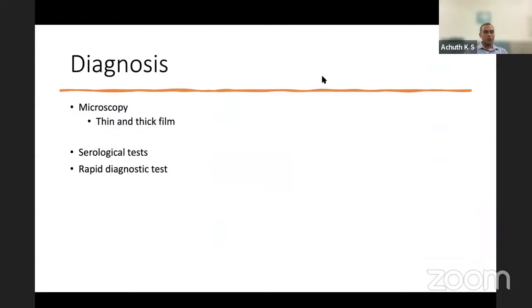Coming to the diagnosis, there are 3 ways. One is microscopy. You make a thick film and thin film and examine for ring trophozoites. And serological tests, we have rapid diagnostic tests nowadays, so that we don't have to wait for the smear reports for diagnosing it.